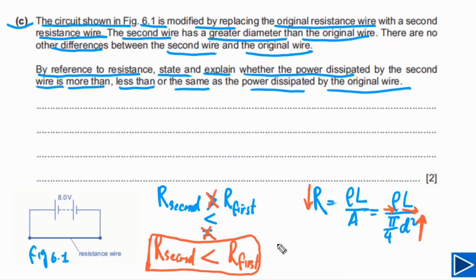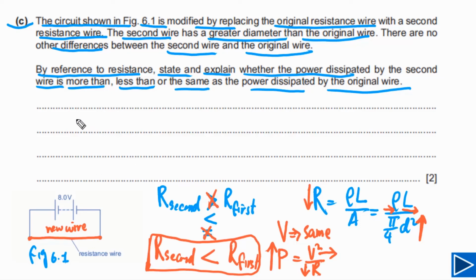Now we need to understand power dissipated. As the new wire is just placed across the terminals of the power supply, this is our new wire, and it is also connected across the terminals of the power supply. So it simply means that V is the same, the potential difference across the wire is the same, but the resistance is lower. So we can write P is equal to V squared divided by R. If resistance is lower, it means the power dissipated in the wire is greater because the potential difference across the wire is the same. So these points we need to mention.